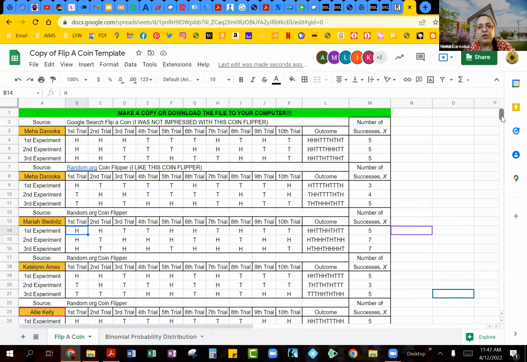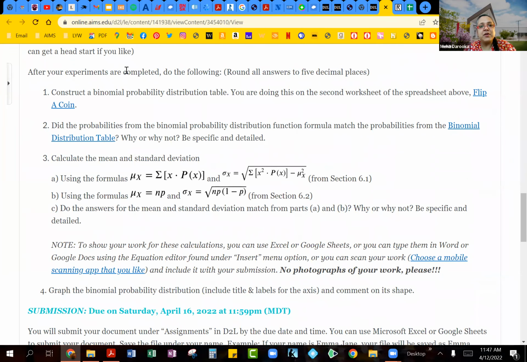Okay, so now that you have your number of heads, make a note of it so that you know what your number of heads were, because now we're ready to move to the second part of the experiment. And this is where, actually, let's go back over here. So it says, after your experiments are completed, you will do the following. And I'm asking you to round your answers to 5 decimal places, because some of these probabilities can be so small that you may actually end up with 0.00 something before some digits actually start showing up. So that's why we want to do 5 decimal places, so we can at least have something better than just a bunch of zeros. So keep that in mind.